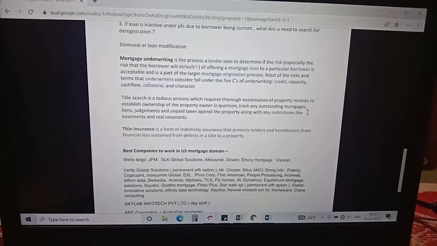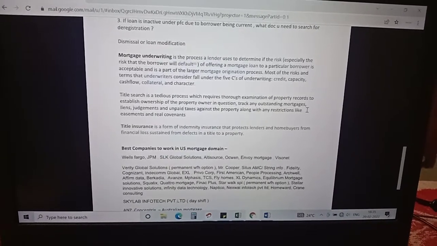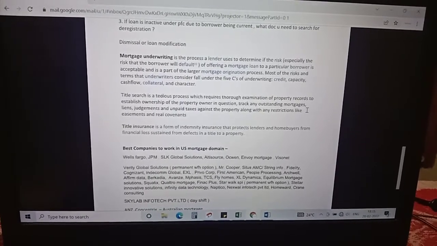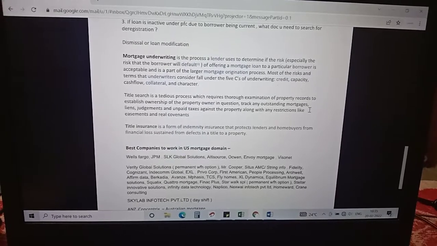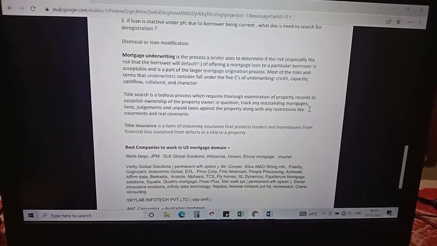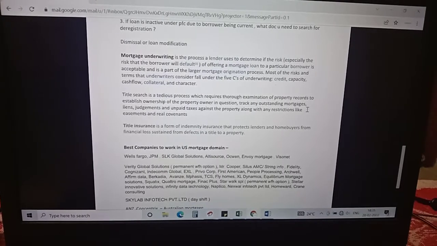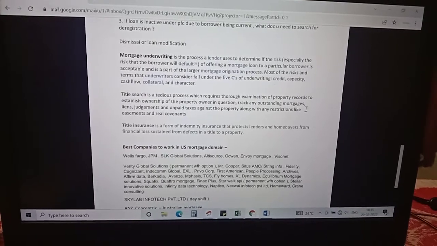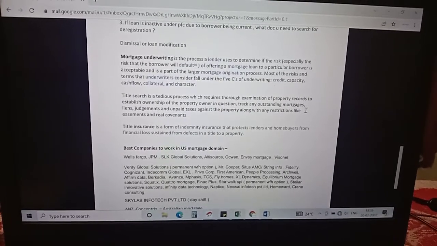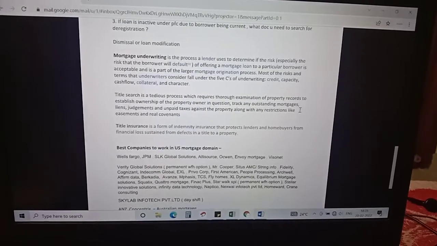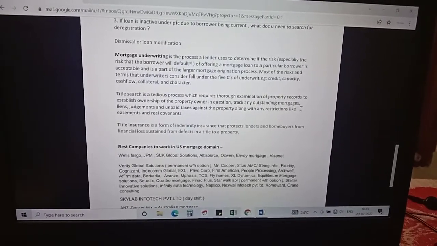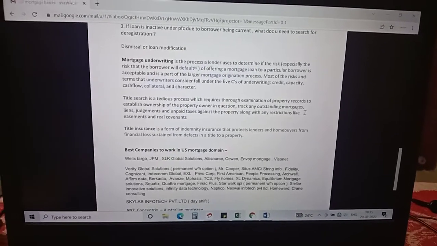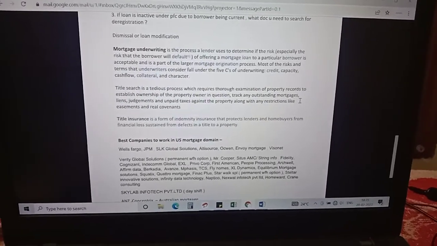Next, what is a title search? A title search is a process which requires a complete examination of property records to establish the ownership of the property owner in question, and track any outstanding mortgage, lien, judgment, and unpaid tax against the property, along with any restrictions like easement and real covenant. What does title insurance mean? It is a form of indemnity insurance that protects lenders and home buyers from financial loss sustained from defects in the title to a property.